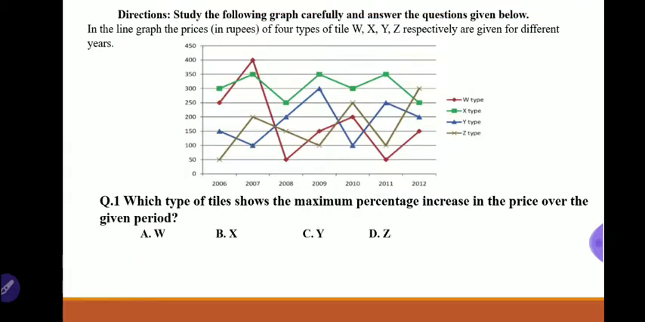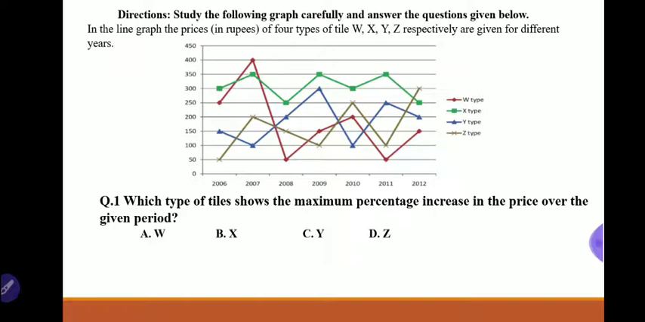We will see one more question based on this line graph DI. Study the following graph carefully and answer the questions below. In the line graph, the prices in rupees of the 4 types of tiles W, X, Y, Z respectively are given for the different years. You can observe in the diagram that 4 line graphs are given. These 4 lines represent the different types of tiles W, X, Y, Z. These are represented by different colors, as well as by different points.